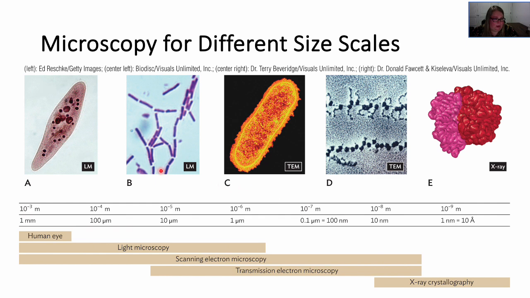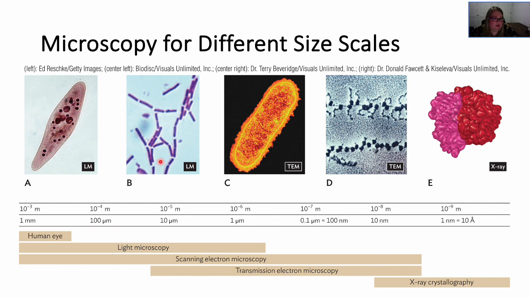Okay, so we have a bunch of different micrographs of things at different sizes. So we have different types of resolution. So let's talk about our human eye. Our human eye can view things from about 1 millimeter or bigger down to about 150 micrometers. Okay, so our eyes can't see a lot of very small things. Now, light microscopy is going to overlap with what area our eyes cover, but it's going to go from 1 millimeter down to about 500 nanometers.